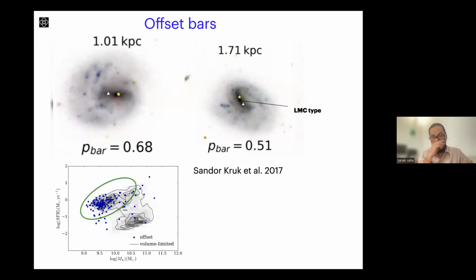This is a nice work from Sandor Kruk in 2017, and it seems that when you plot those galaxies having an offset bar on a star formation rate versus stellar mass plot, which shows a typical bimodality, the offset bar hosting galaxies are actually the low mass star forming galaxies. One of the famous examples in our local dwarf galaxies is the Large Magellanic Cloud, which also hosts a sort of offset bar. It's very interesting, and if you want to understand the dynamics, like the rotation and how everything happens, a good amount of time is needed for understanding the offset bar case.